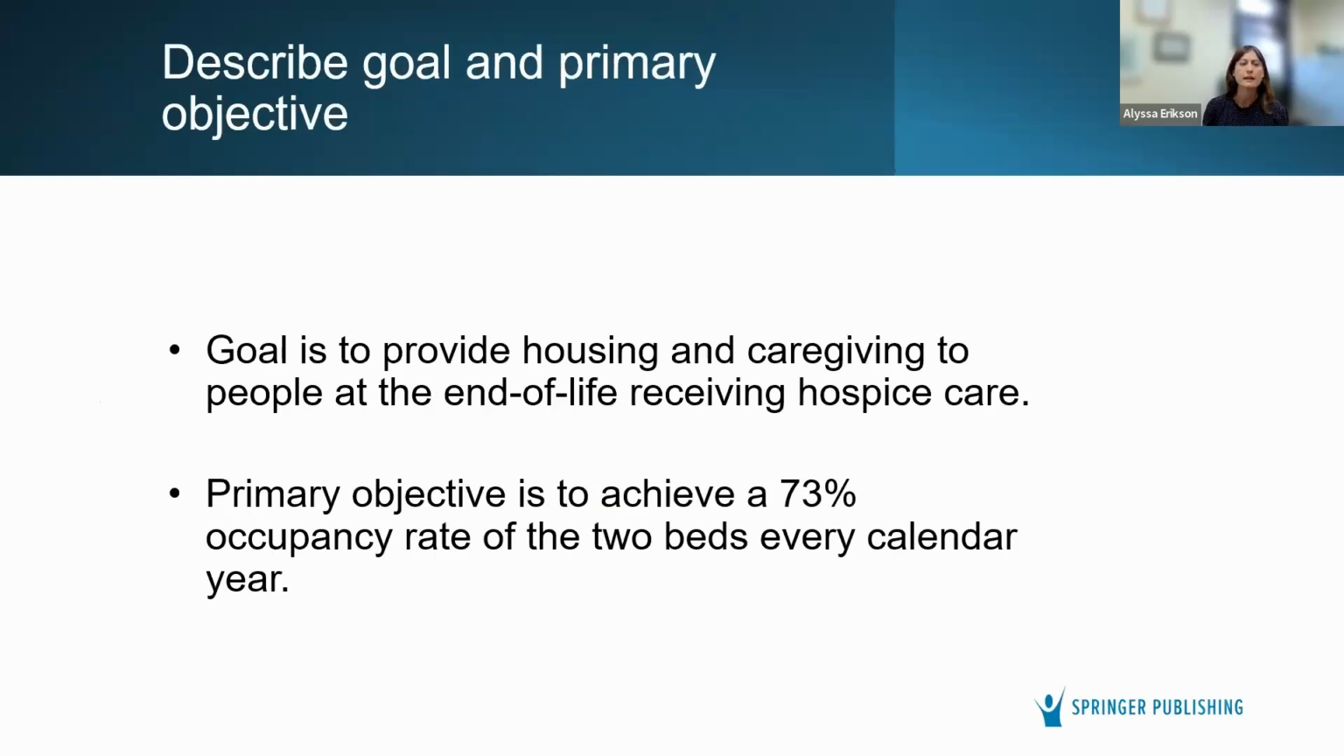Our overall goal is that we're providing housing and caregiving to people at the end of life who are receiving hospice. And ideally, this is at no cost to the person or their family, to really address that social determinant of health, poverty or the lack of reimbursable care. Our primary objective for measuring the success of our program is that we're achieving a 73% occupancy rate of those 2 beds every calendar year.